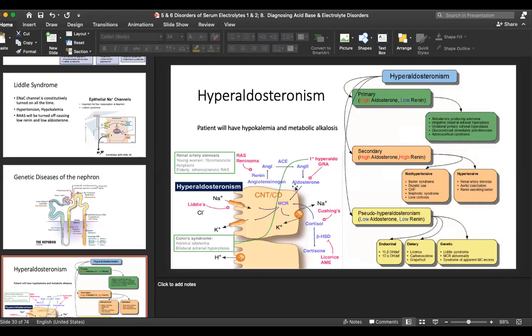Okay, hyperaldosteronism. There's going to be a primary and secondary. The way I remember primary versus secondary, like anything, is that the primary action is going to be the problem itself. So aldosterone is going to be high. There's going to be a feedback mechanism where it'll give us low renin. Secondary is because we have high renin, and high renin is going to make high aldosterone.